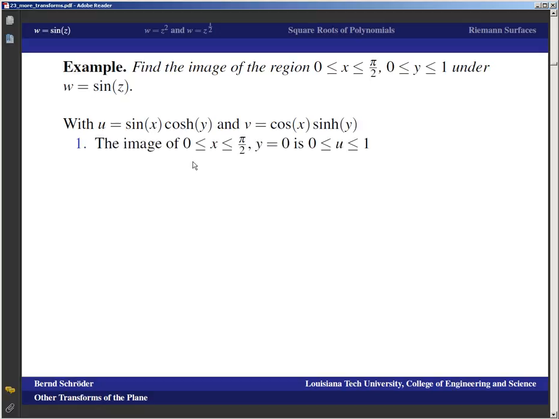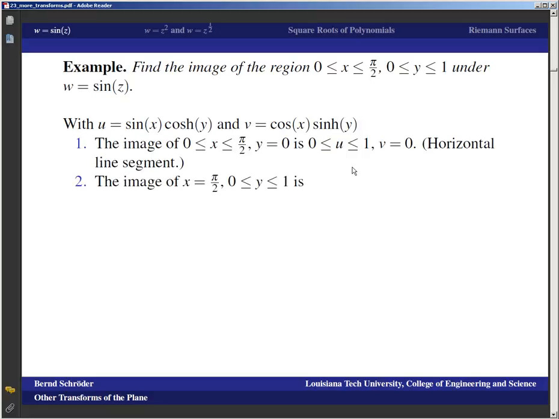Then the image of the first horizontal line segment, x going from 0 to pi over 2 and y being 0, is just 0 smaller or equal u smaller or equal 1, and v equals 0. Let's see. If y is equal to 0, then v is equal to 0 because sin y is equal to 0. And as x goes from 0 to pi over 2, sine goes from 0 to 1. That is correct. And with y equals 0, cos y is equal to 1 to begin with. So u goes from 0 to 1. Good. That's a horizontal line segment.